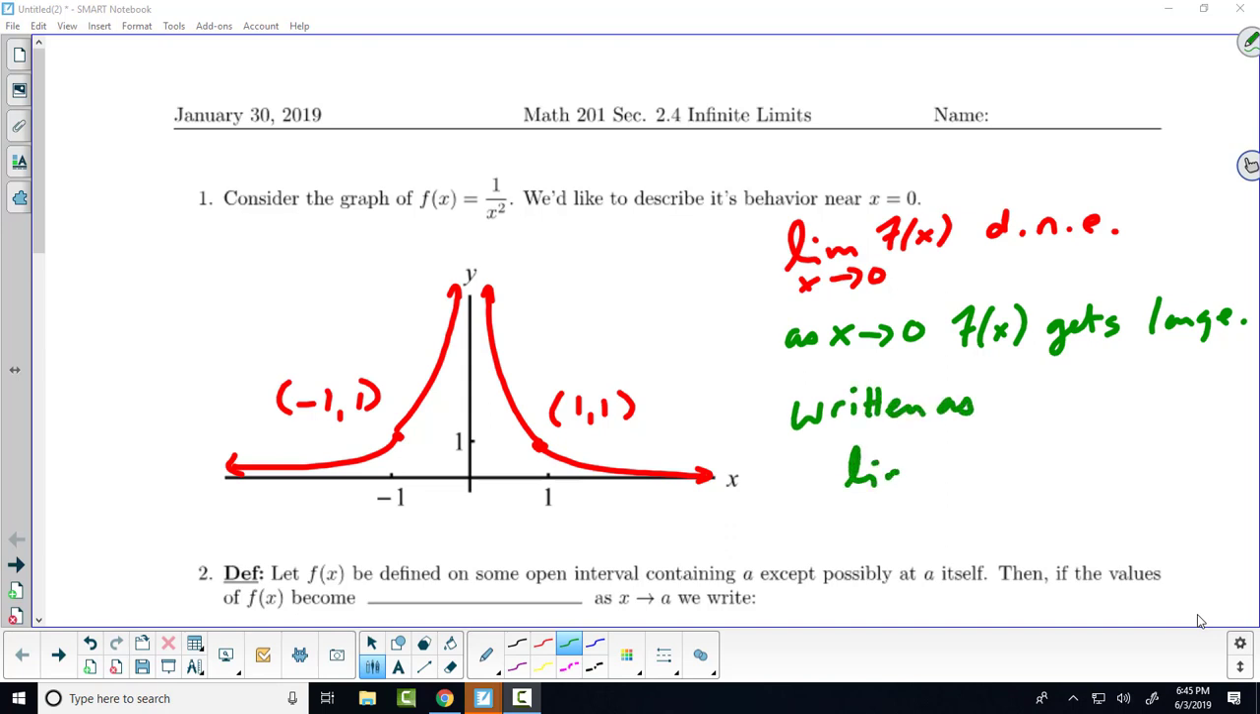The limit as x approaches 0 of f of x, and I'm going to write equals infinity. And I want to say that this is a misleading idea. We're going to denote it this way. This is how all math people are going to write it, but it's a little bit misleading.